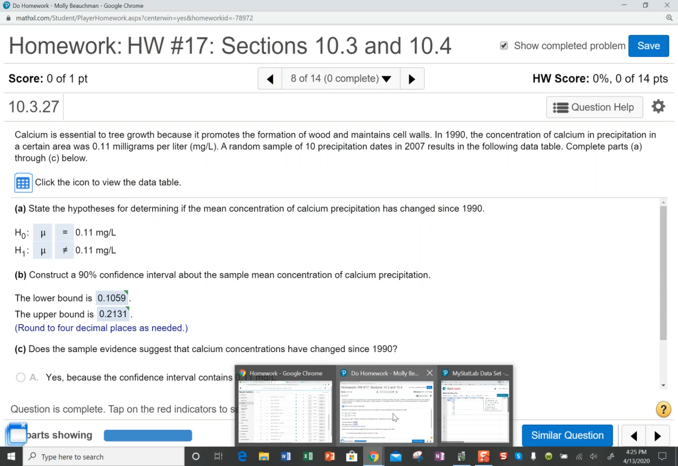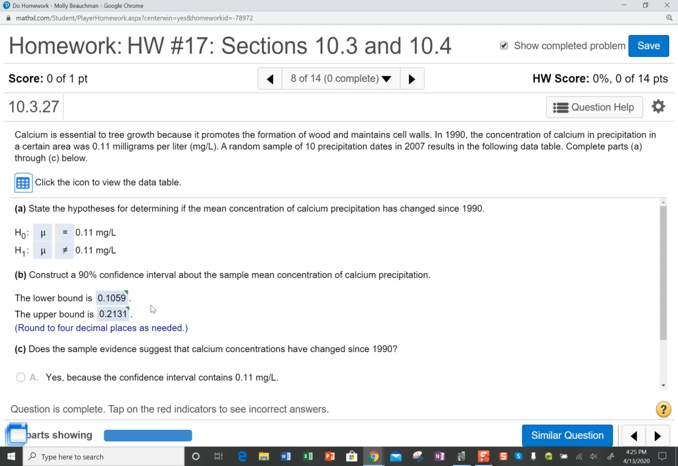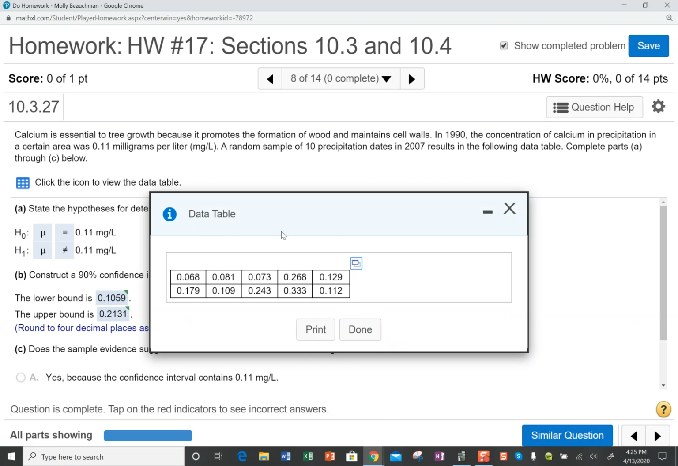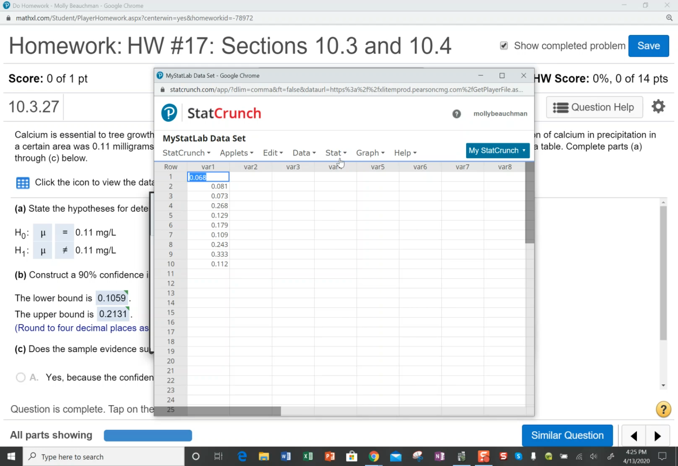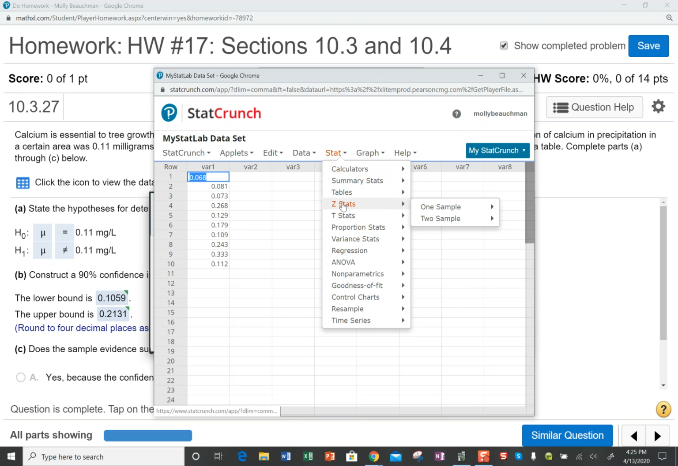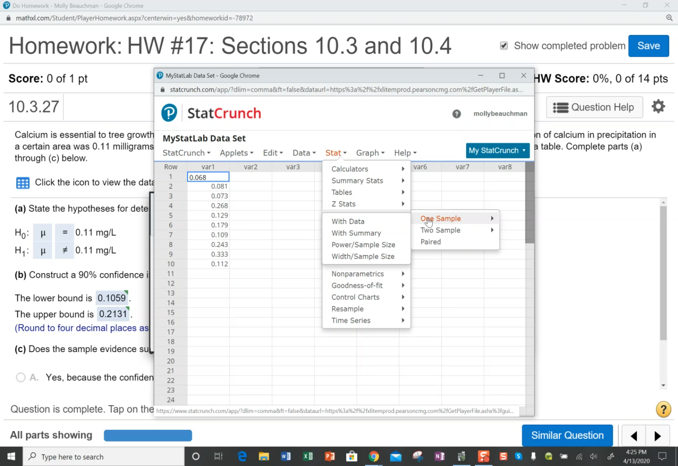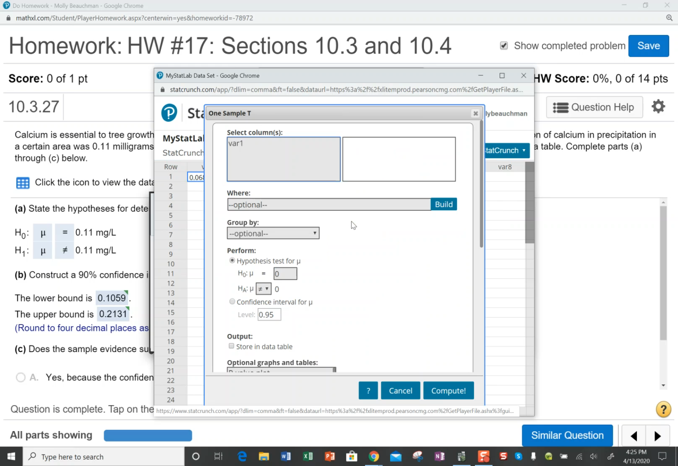and I've done that. I'll click on the data table. We're going to open it in StatCrunch. And what we want to do is, since this is a test about means, we're going to go to Stat, and we're going to do T statistics. And what we have is a single sample, and then an option comes up whether you have data or a summary. Data means you have the actual values, which we do. With summary would mean that you had x bar, the sample mean, and the standard deviation. So we're going to select with data.